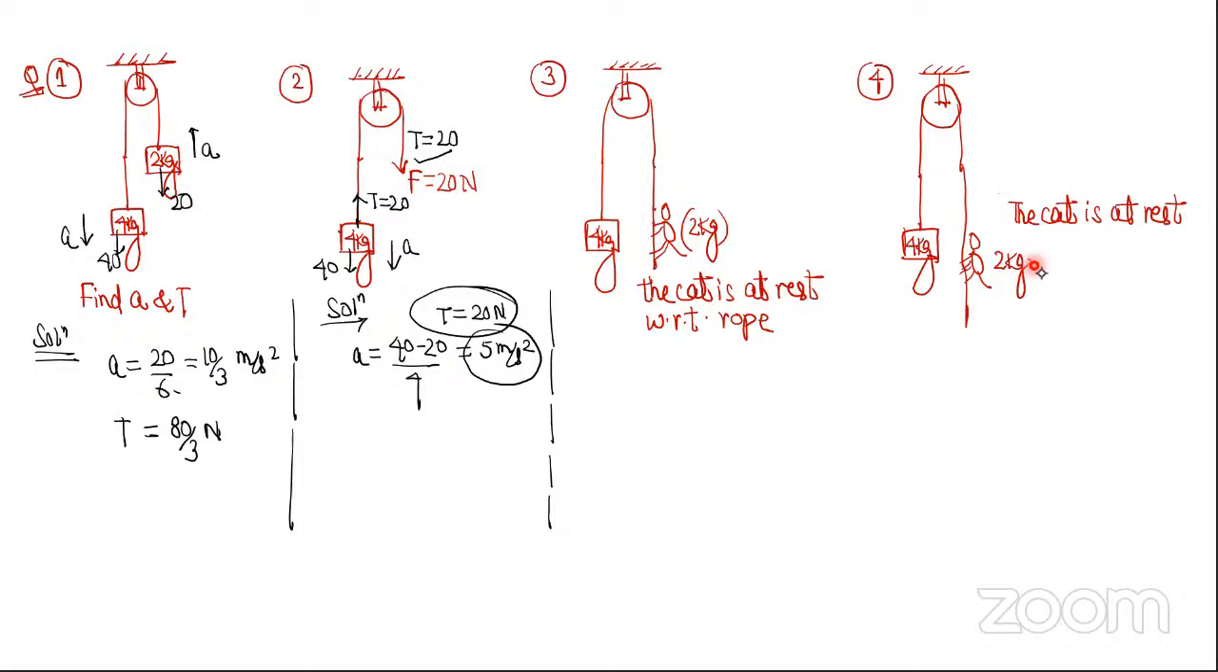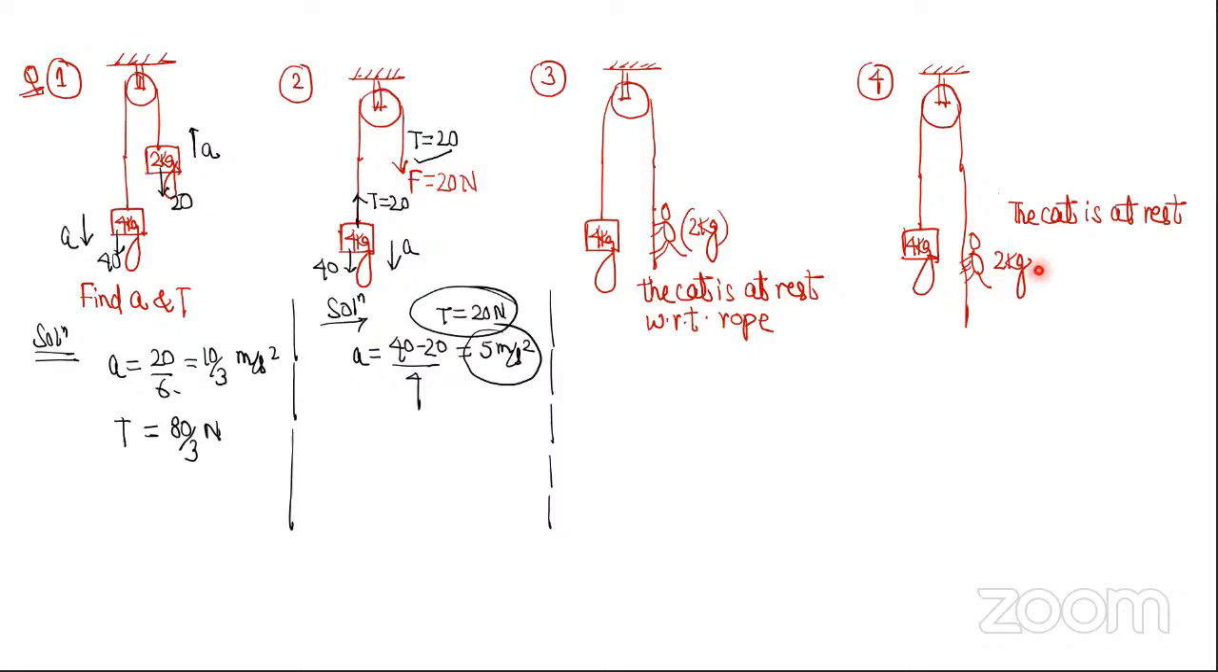Acha, how is it possible that the 4 kg is moving but the cat is at the same height? That means the rope is slipping through the hands of the cat. The rope might be going down, the rope might be going up, depending on whether the 4 kg is going down or going up, but the rope is slipping through the hands of the cat. That's why the cat is at the same height. समझ में आया? How is this possible?